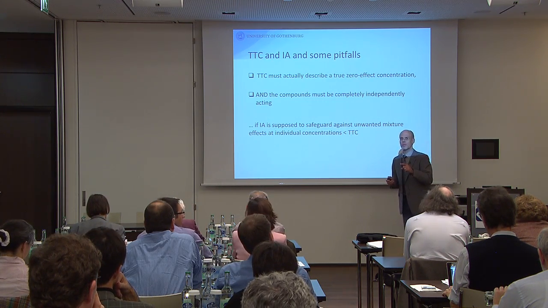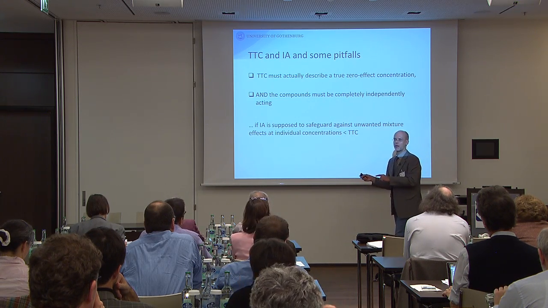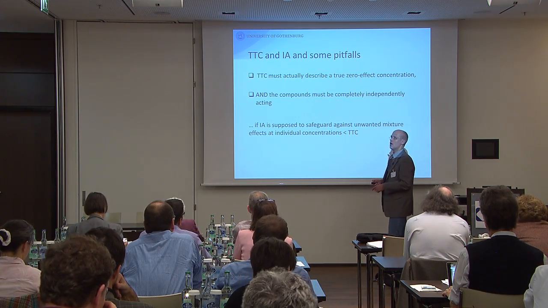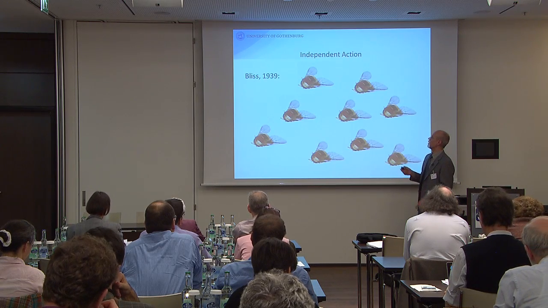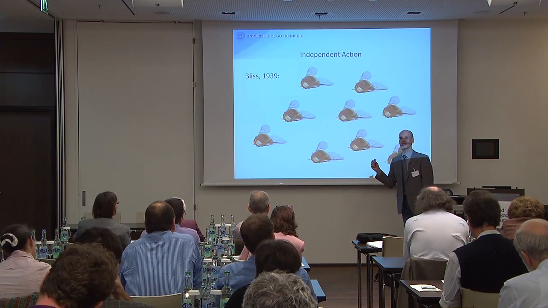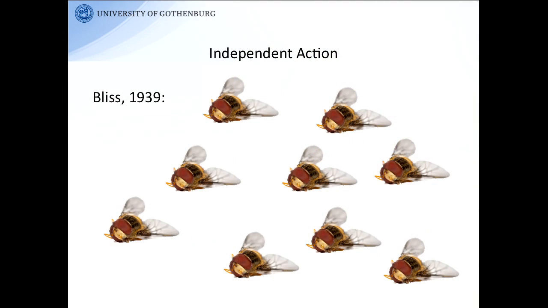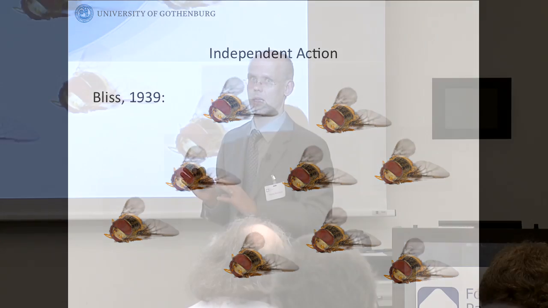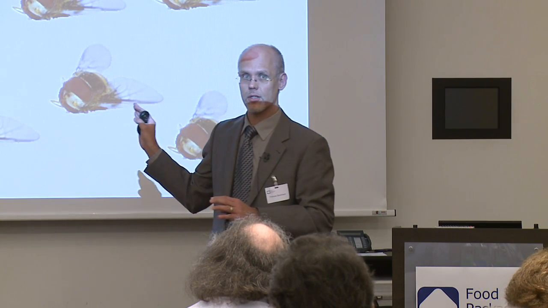Now we need to take one step back and see what the hell independent action is and where it comes from. Independent action was developed by Bliss in 1939. That guy was happily killing flies in Russia in 1939. Don't get me wrong, there's nothing wrong with killing flies in Russia. Perfectly okay, everybody has a hobby. But perhaps we have developed things a bit beyond that. So this is where independent action comes from.